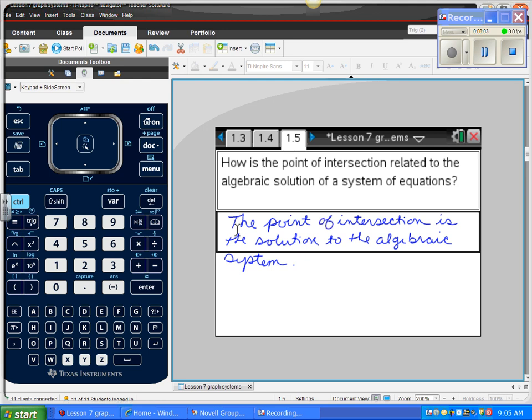Point of intersection is the solution to the algebraic system. So graphing and finding the intersection point is a great way to check your work. You could also use a calculator page, store X, store Y, and type in, and it'll say true or false. That's also another really nice way to do it. Use your tools. Don't spend more time than you need to.